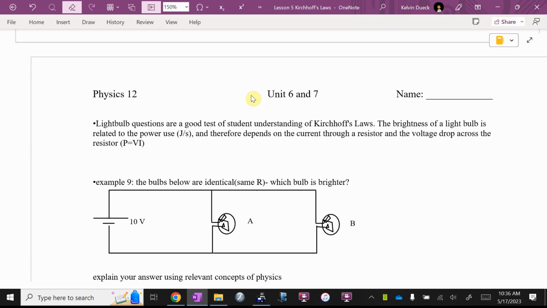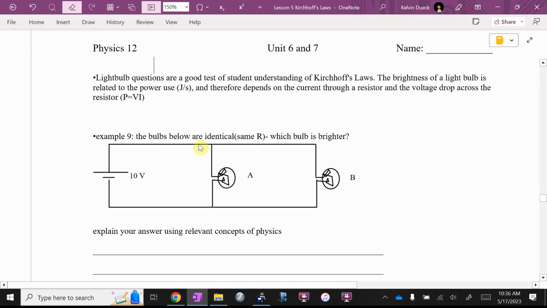When I talk about a light bulb's brightness, am I talking about its voltage, its current, its resistance, or its power? What determines a light bulb's brightness? Watts. Okay? So the brightness of a light bulb is related to its power use. More wattage, brighter bulb, smaller wattage, dimmer bulb.